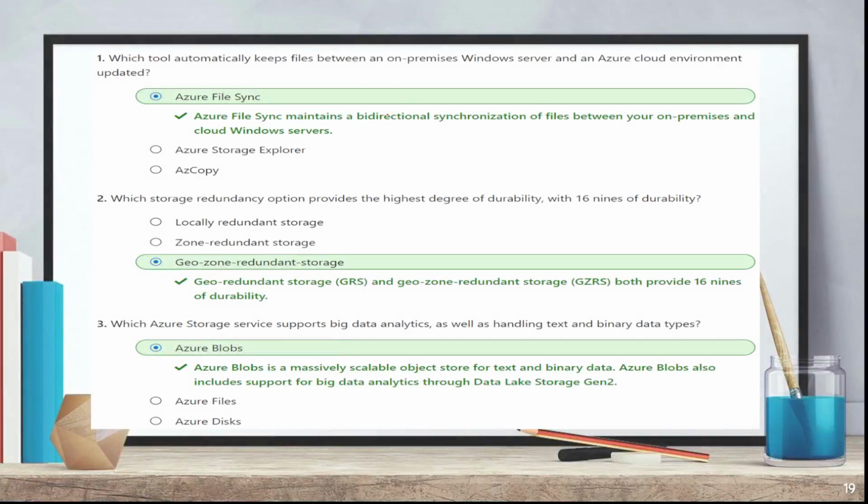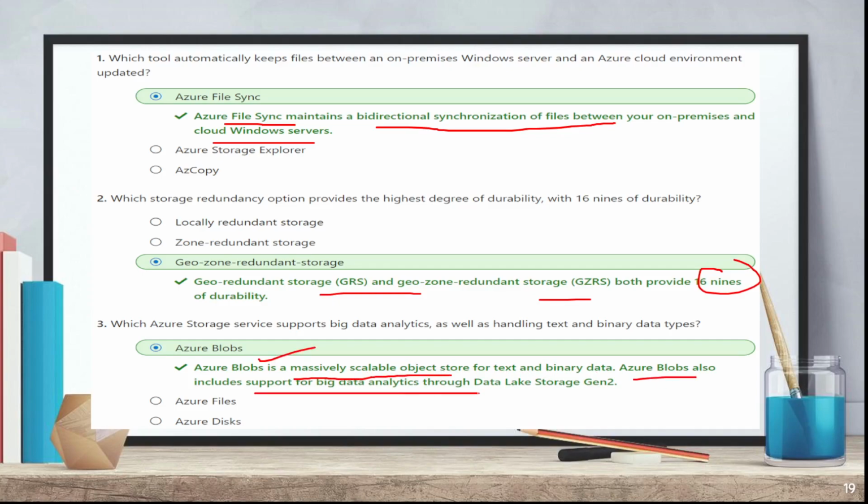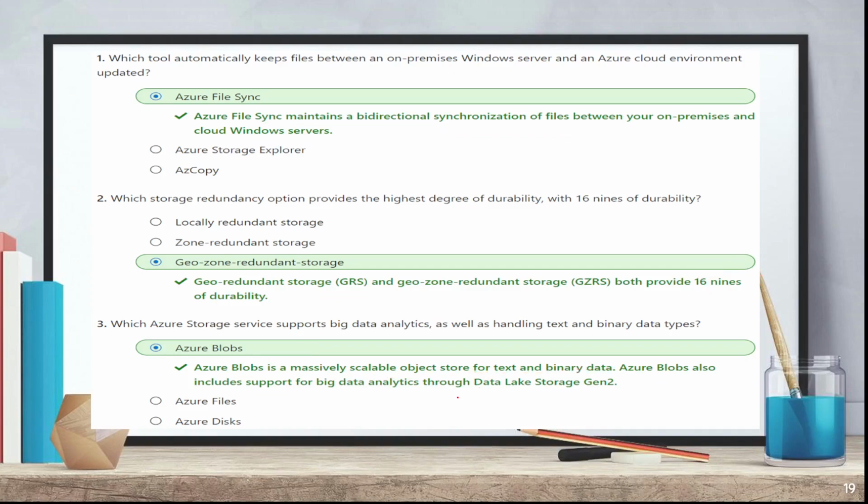The explanation is also given: Azure File Sync maintains a bidirectional sync between your on-premise and cloud. GRS and ZRS both support 16 nines durability, and Azure blobs are a massively scalable object store for text and binary data, and they also support big data analytics through Data Lake Gen 2 services.